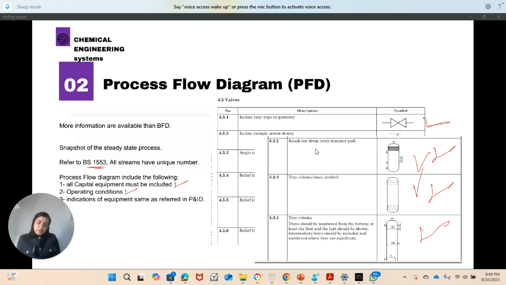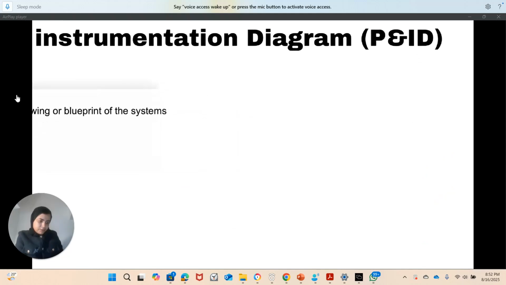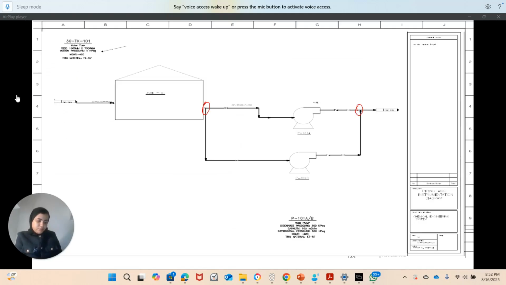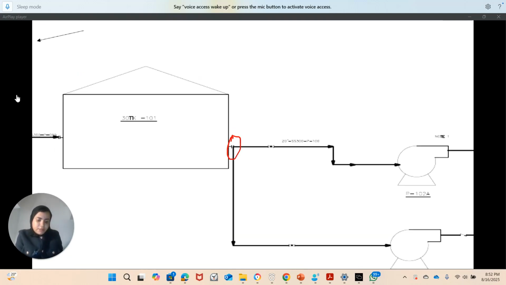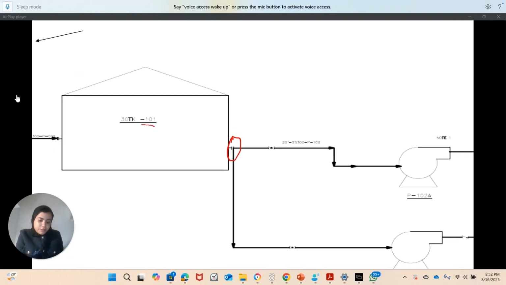And also another thing is that the operating condition will be added in. If you have this equipment over here, this equipment is denoted as 30 TK 101. Just to give you an understanding, this 30 is the unit number, so the unit number is 30. TK is the equipment letter, and 101 is the serial number.